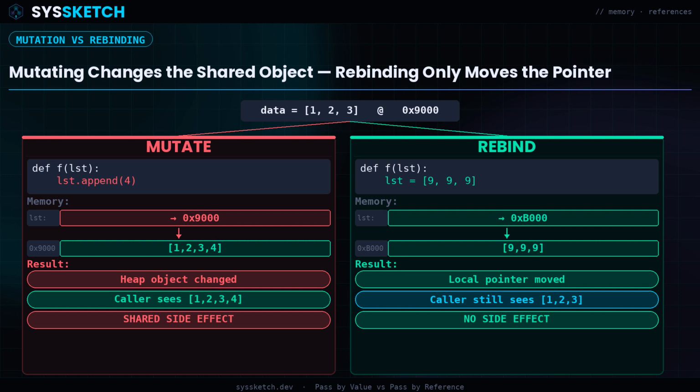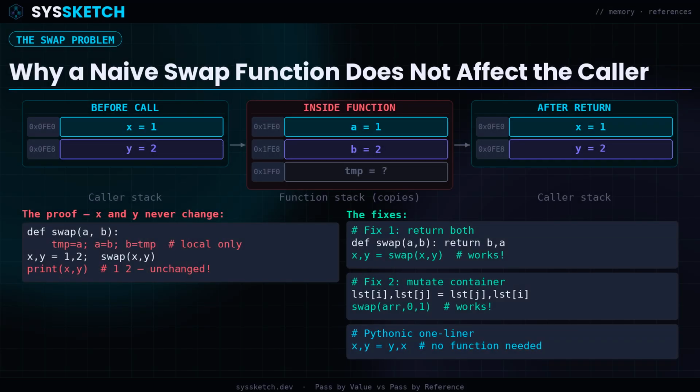The swap function is the classic demonstration of this trap. Every programmer eventually writes a function that takes two variables and tries to swap them. They do the textbook algorithm with a temporary variable, swap a and b inside the function, and then check the caller and nothing changed. The function swapped its own local copies of a and b. The caller's originals were untouched.